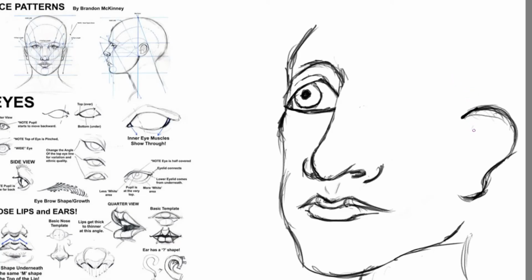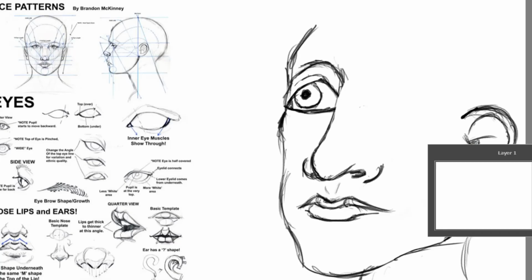But the inside of the ear, this piece of cartilage here goes up and fades right around here. You have another kind of piece of cartilage right in here. And then you have lines within your ear that kind of go something like that. And then this would be the opening of your ear.